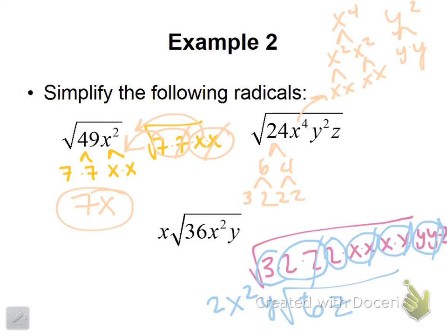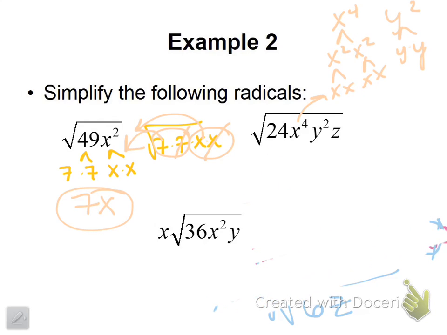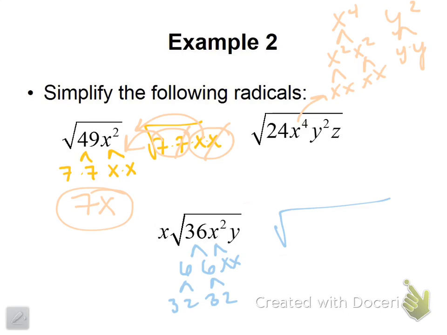Okay, I'm going to go ahead and erase this so that I have room for my next one. Okay, so this is 6 and 6, 3 and 2, 3 and 2, or you can just look at it and know square root of 36 is 6, but I'm going to do it the long way. So we know x squared is 2 x's, and then we have 2 y's. So I still have my x on the outside, right here, and then 3 times 3, 2 times 2, x times x, and then we still have that y.